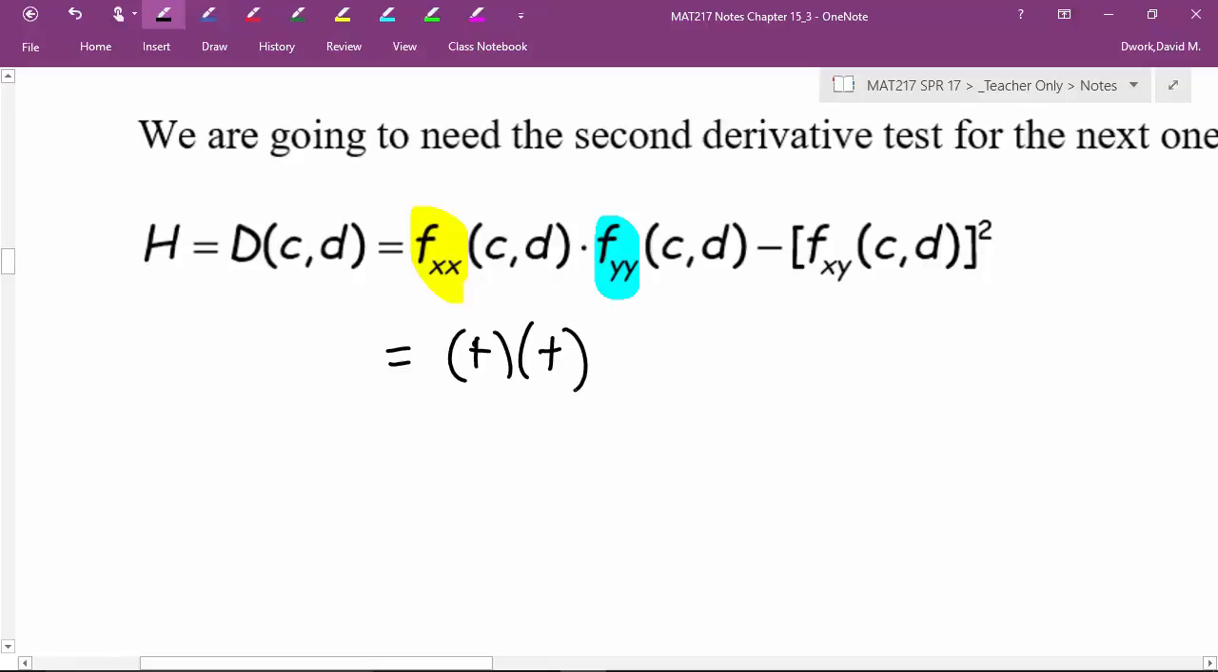I just want you to think about what that would mean if we had a positive and a positive. If a second derivative is positive, it means we're concave up, and we're concave up. If they're both concave up, as we saw in the previous problem, this means we have a minimum. And also a positive times a positive makes a positive.